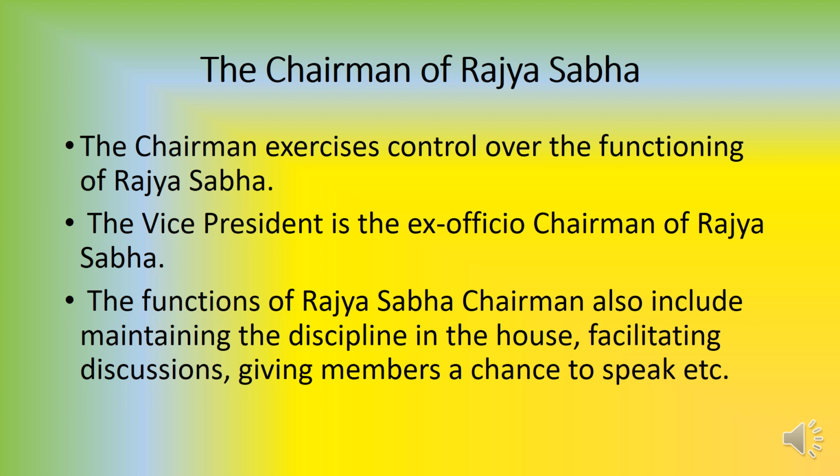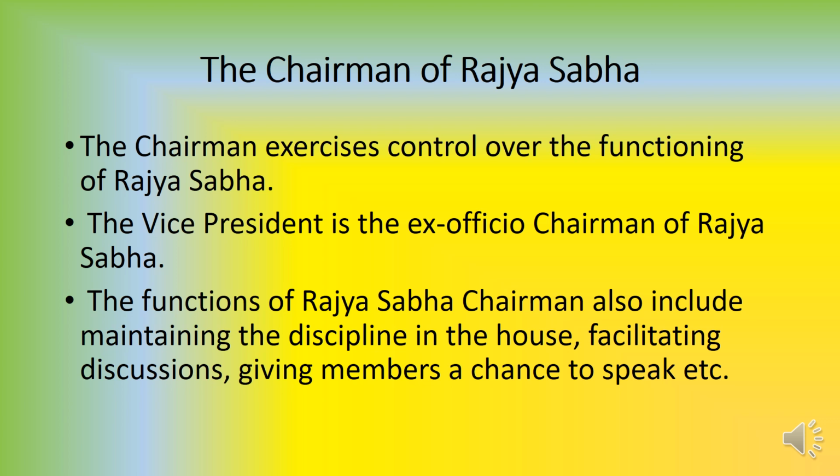Now, why is he ex officio chairman? What is the meaning of it? Ex officio means somebody who is already holding one particular post and holds another post. That means a dual post. So the vice president will hold the vice president's post as well as the post of the chairman of Rajya Sabha. So he holds a dual position. That is why ex officio chairman is mentioned.